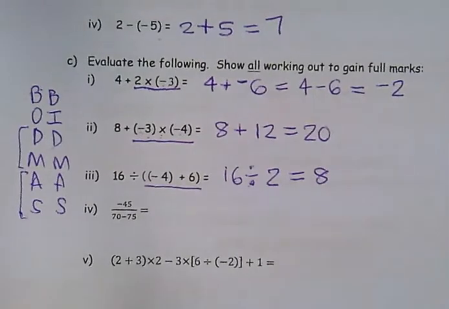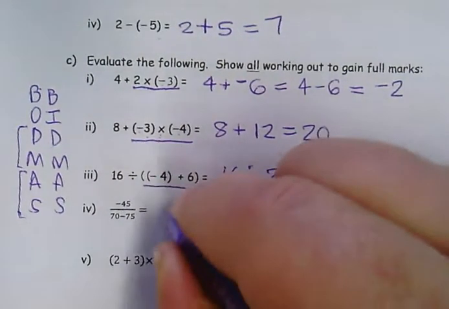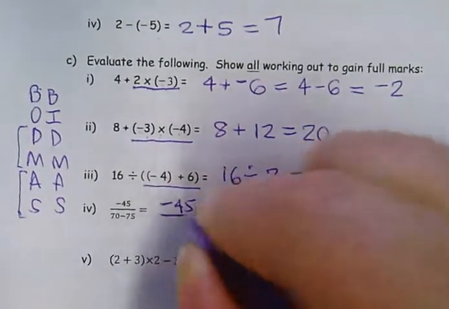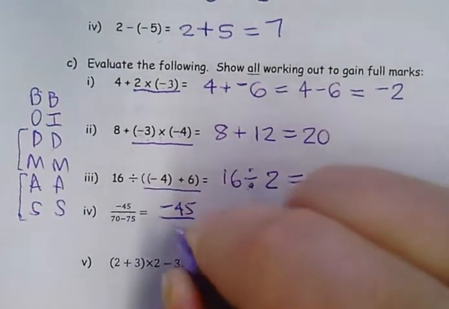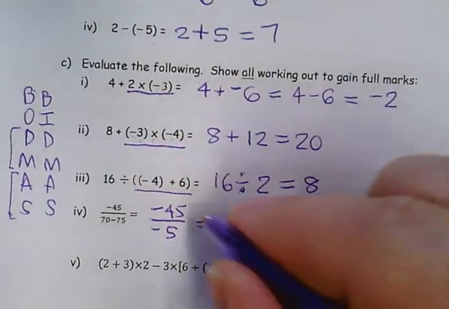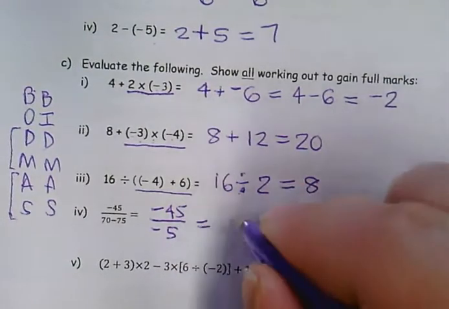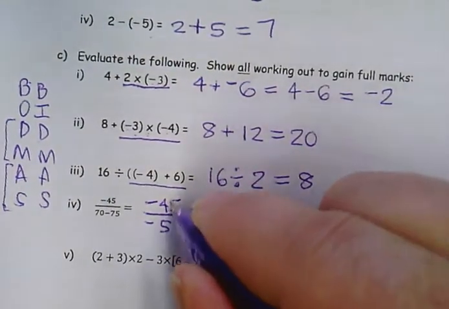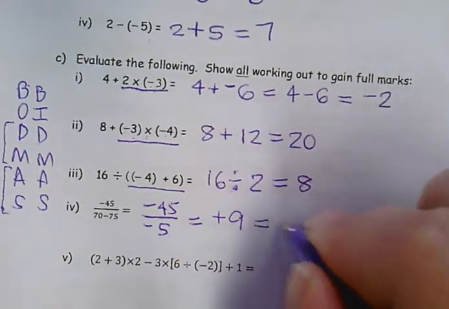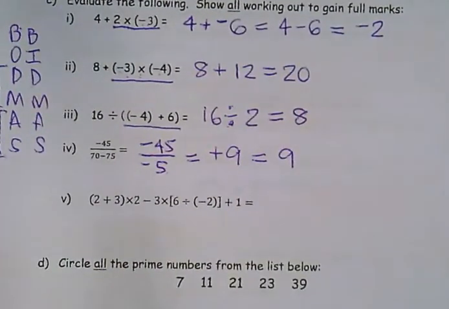The next question, negative 45 divided by 70 minus 75. So negative 45 is on the numerator, nothing we can do with that. But 70 take away 75 is negative 5, because I'm taking away more than what I've got. And a negative divided by a negative. So negative 45 divided by negative 5 will be a positive answer. And 45 divided by 5 is 9. So the answer is positive 9, or we can just write 9. Now, the next question here.